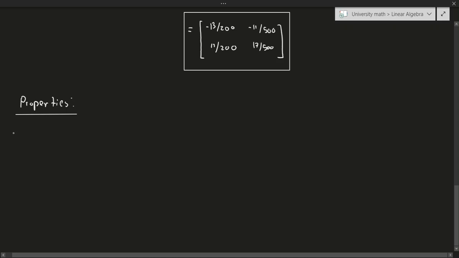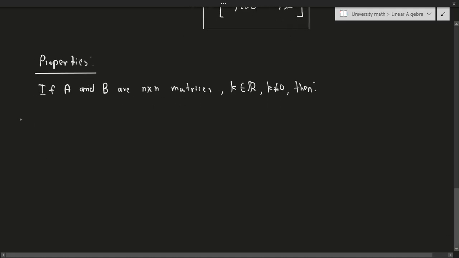Okay, so if A and B are n by n matrices and K is a real number where K is not equal to zero, then the following properties hold. Number one, we already discussed this, but the inverse of A, A inverse, is unique. So every matrix has a unique inverse.